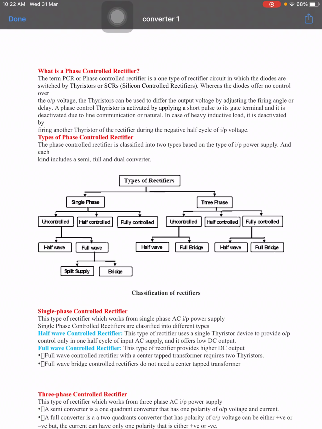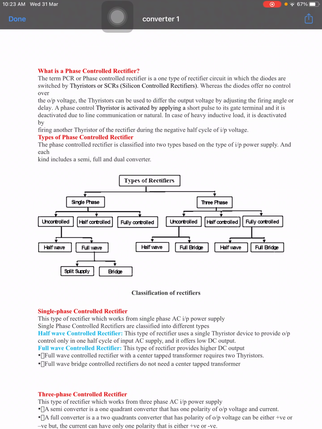The phase control thyristor is activated when you apply a short pulse to its gate signal, and it is deactivated by line commutation or natural commutation. So when you turn on the thyristor with a short pulse to the gate signal, it is then automatically deactivated. With heavy loads, or when the firing is deactivated, another circuit conducts in the negative half cycle also. Then what are the types of phase control rectifiers?